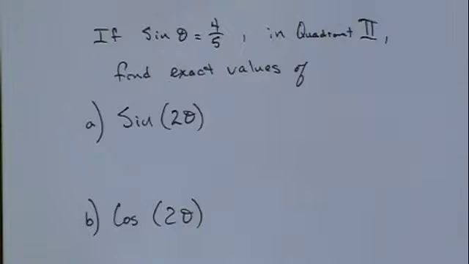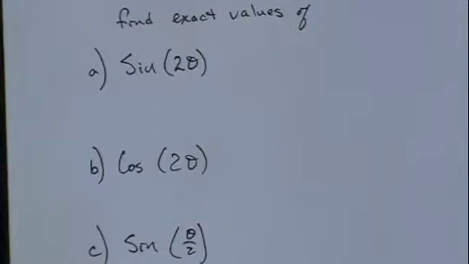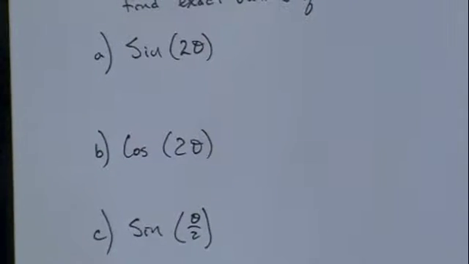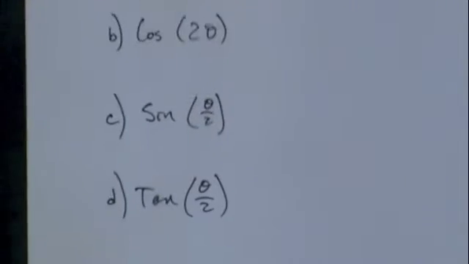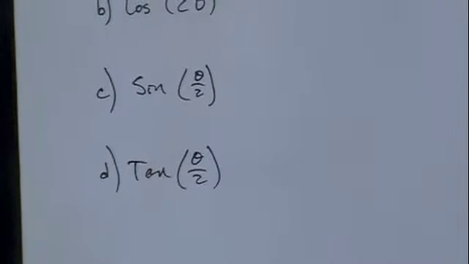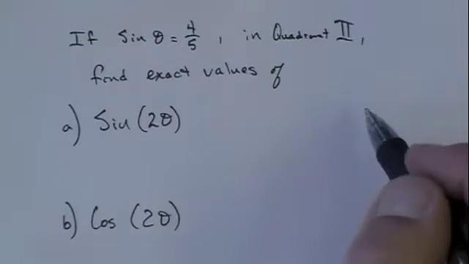For this example, we have the sine of theta is equal to 4 over 5. We're in quadrant 2. And we're going to find the exact values of these different ones. Here we have the sine of 2 times theta and cosine of 2 times theta, so a couple of our double angle formulas. And then we have sine of theta over 2 and tangent of theta over 2, a couple of our half angle formulas. Alright, and the first thing we're going to want to do here is let's draw ourselves a triangle.